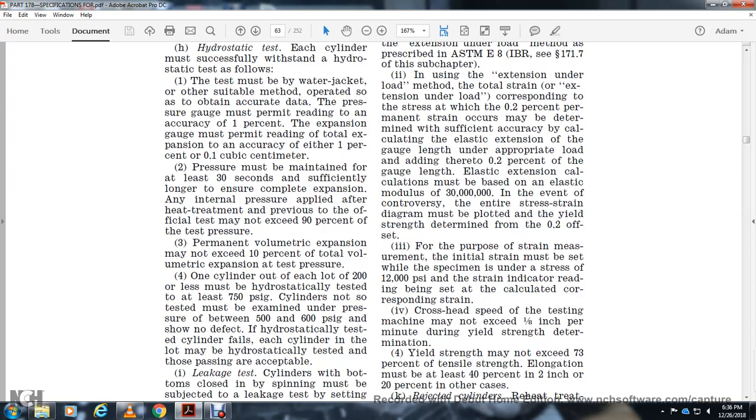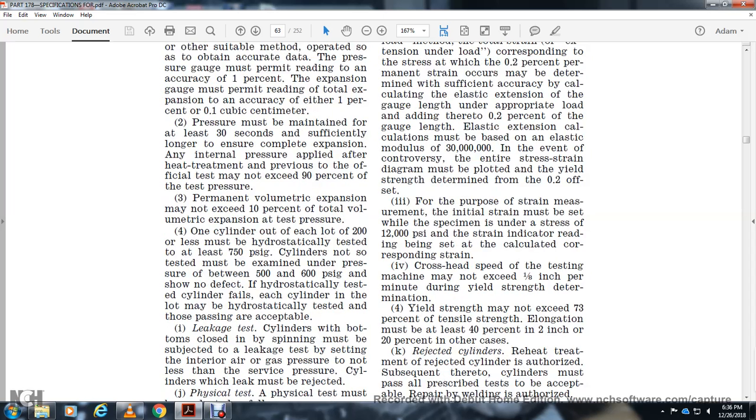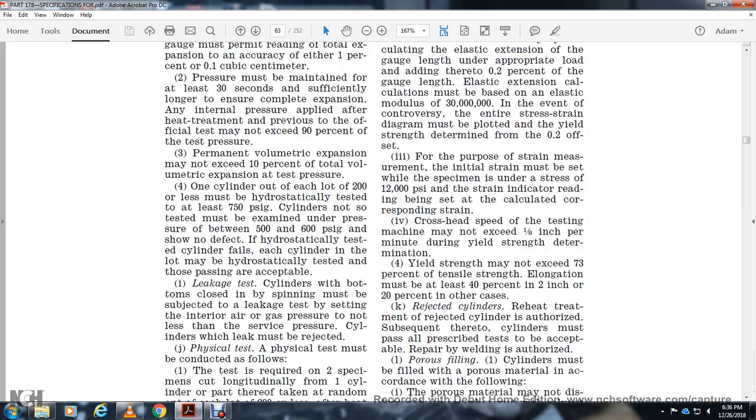The speed of the testing machine must not exceed 1/8 of an inch per minute during yield strength determination. Yield strength may not exceed 70% of the tensile strength. Elongation must be at least 40% in 2 inches, or 20% in other cases. Rejected cylinders: reheat treatment of a rejected cylinder is authorized, and the subsequent lot of cylinders must pass all prescribed tests. Repair by welding is not authorized.